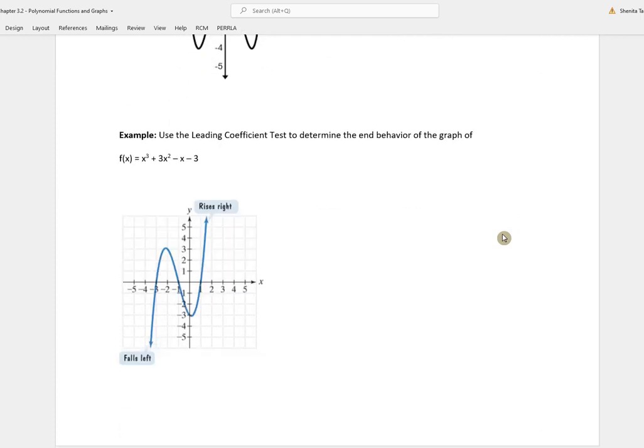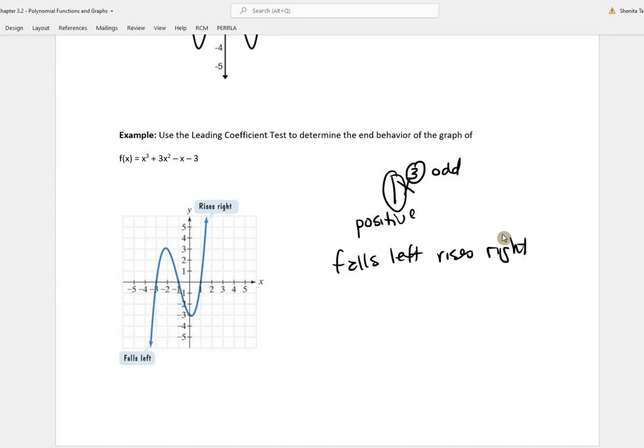Okay, so that's basically what you have to look at, the leading term. And this next one, we have x cubed plus 3x squared minus x minus 3. This number is odd, and this number is positive. So if it is odd and positive, that means it falls left, rises right. Falls left, rises right. And as you can see in this picture, that's what it does. Falls left, rises right.